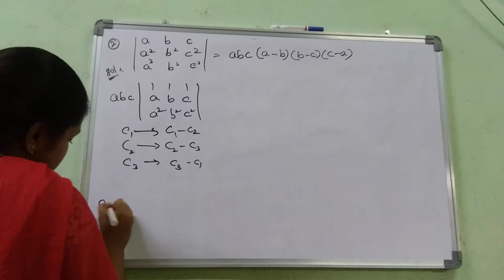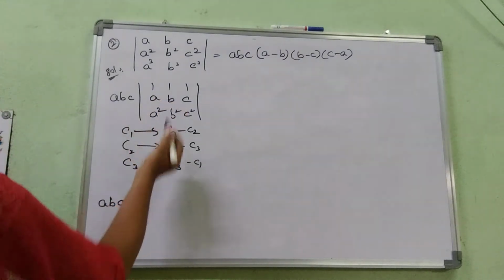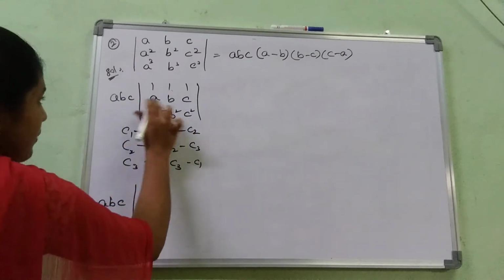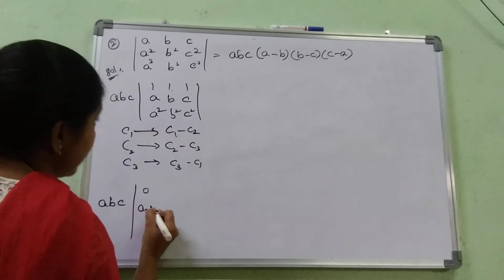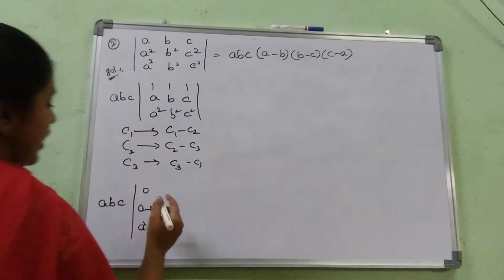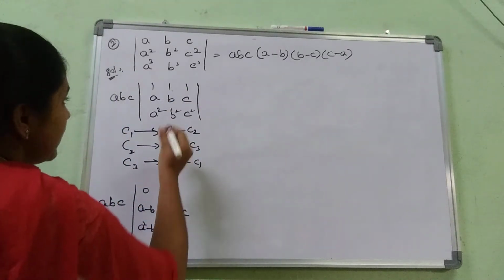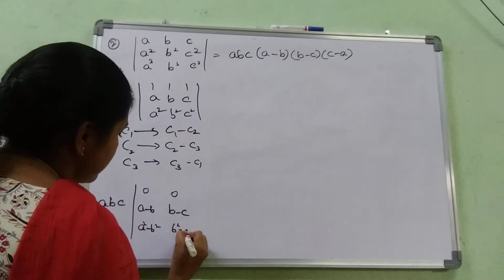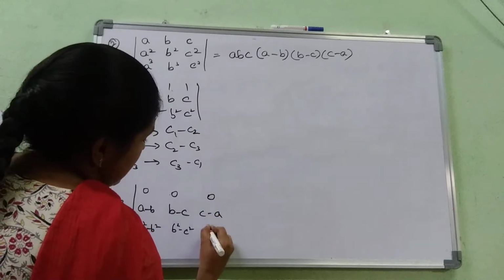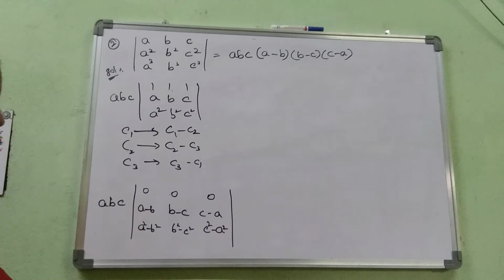So therefore the resultant matrix will be, if I am taking ABC out, column 1 minus column 2: 1 minus 1, 0, A minus B, A square minus B square. Okay, next 1 minus 1, 0, B minus C, B square minus C square, and next 1 minus 1, 0, C minus A, C square minus A square. Okay, so this is the matrix we got now.